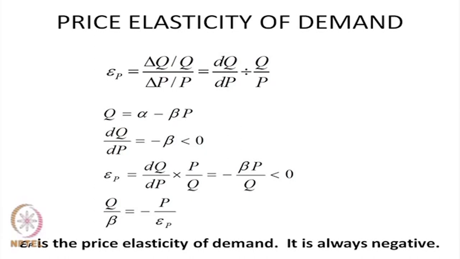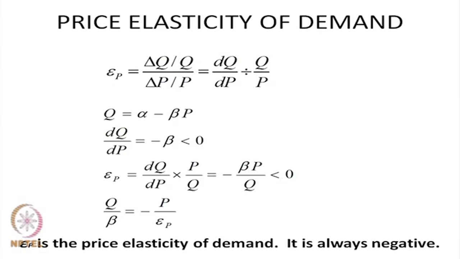elasticity epsilon p. Epsilon p from our first equation is dQ/dP divided by Q by P, which becomes equal to dQ/dP multiplied by P by Q. And now that we know that dQ/dP is minus beta, this then becomes minus beta into P by Q. And since P is positive, Q is positive, beta is positive, but minus beta makes it negative. Therefore, epsilon p is negative.